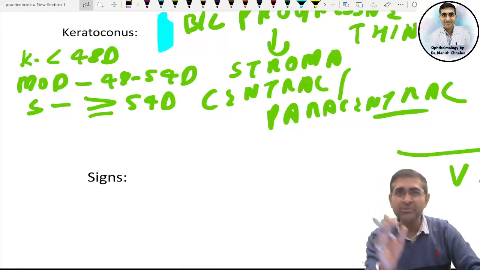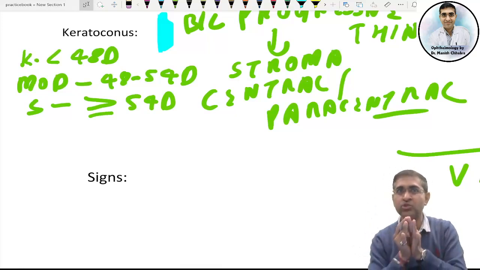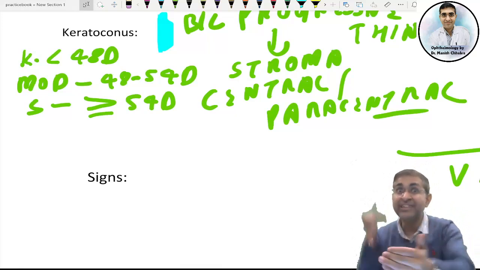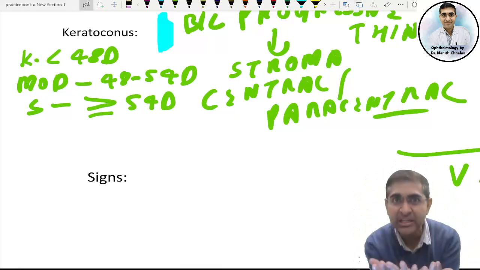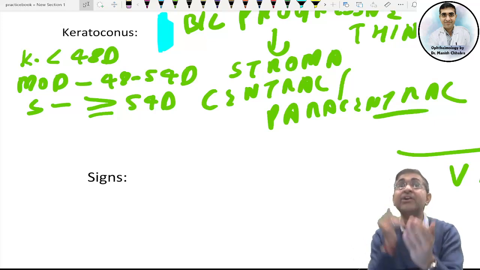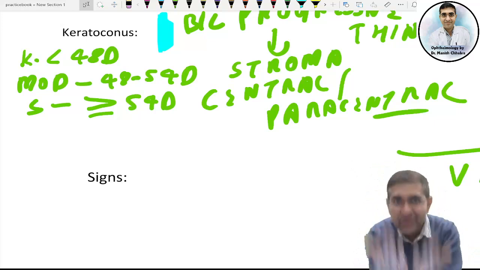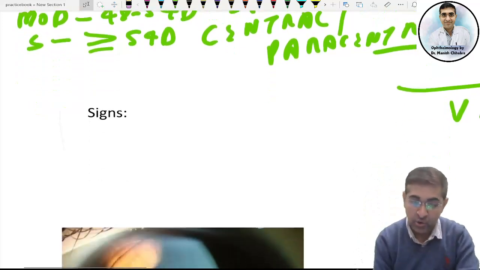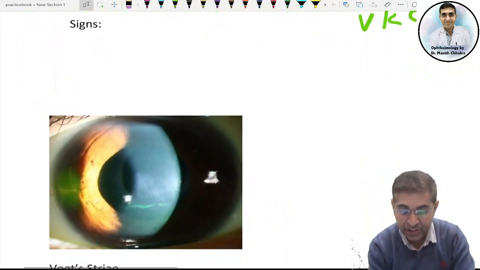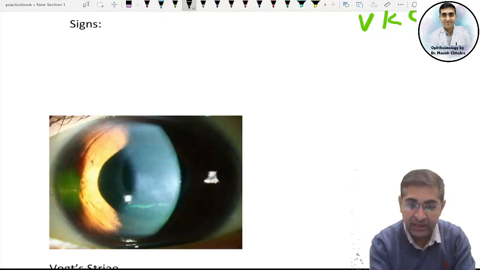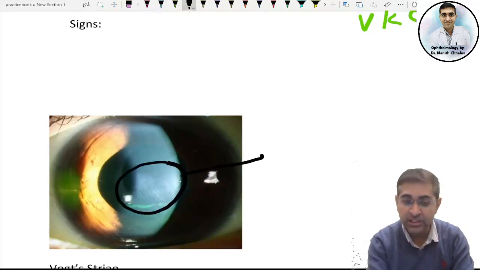Symptoms first. It is associated with irregular astigmatism, so the patient will have difficulty in seeing the objects clearly. There will be gradual or slow progressive loss of vision. Okay, so the signs are, can you appreciate these vertical lines? What are these, boys and girls?